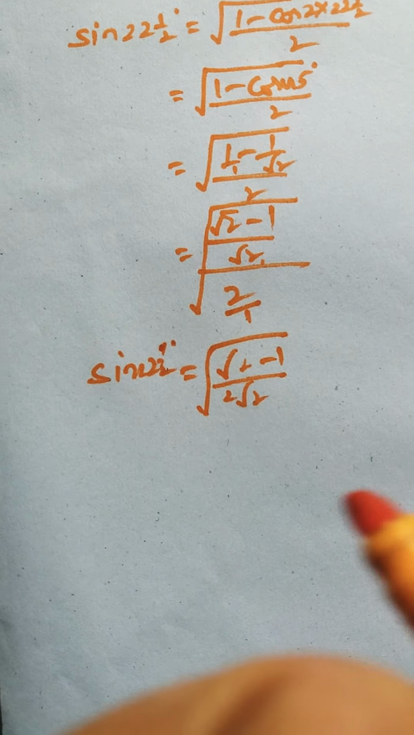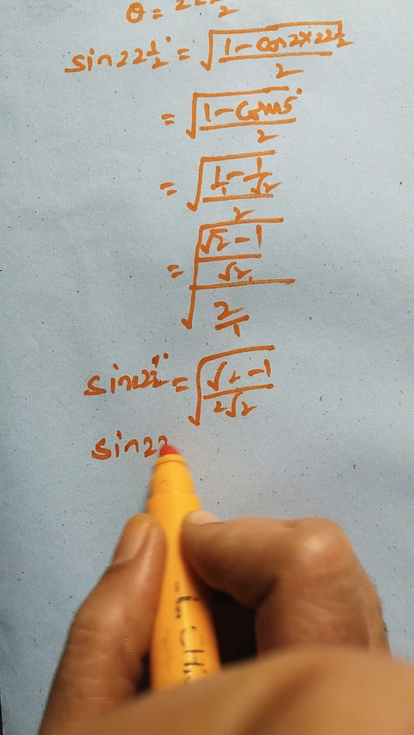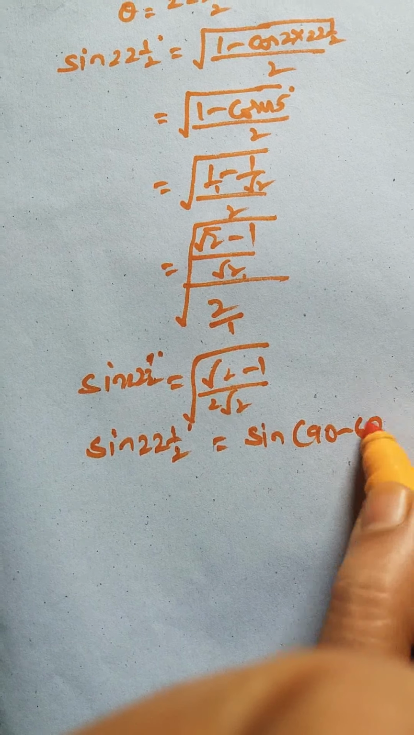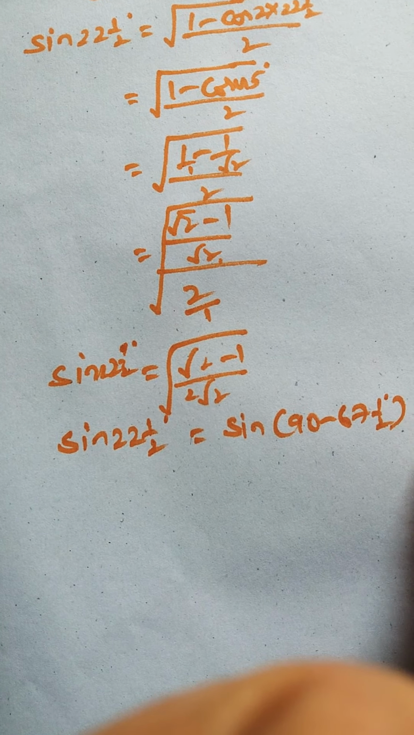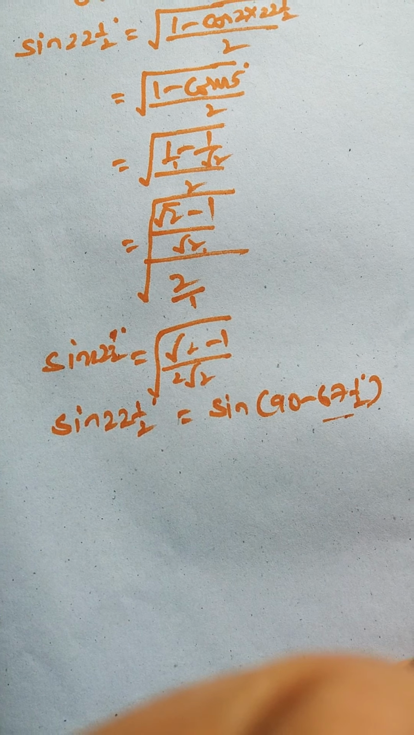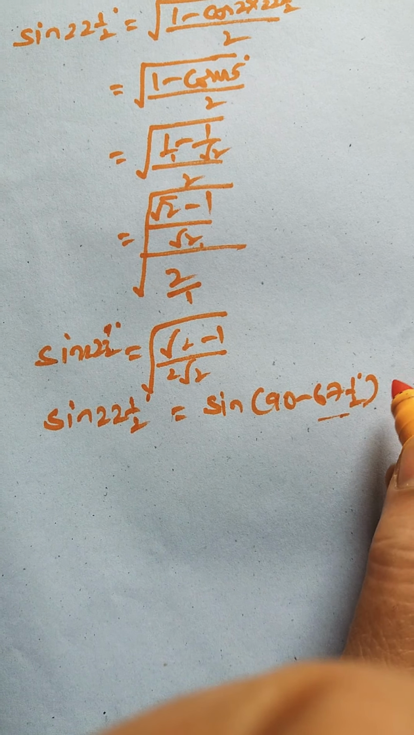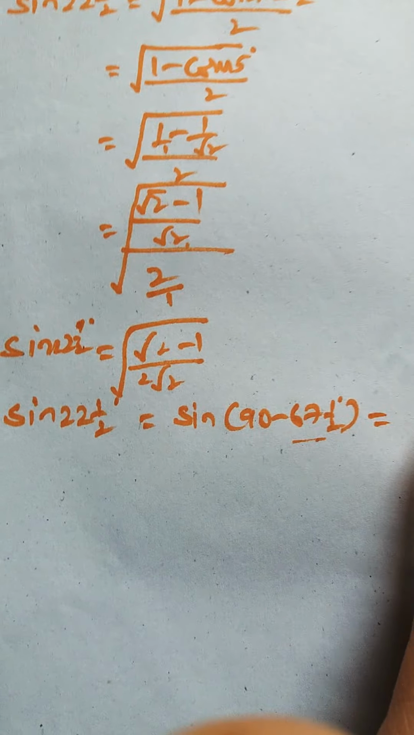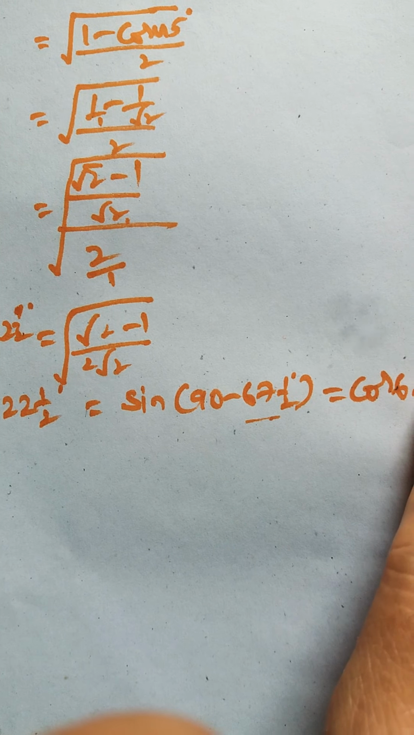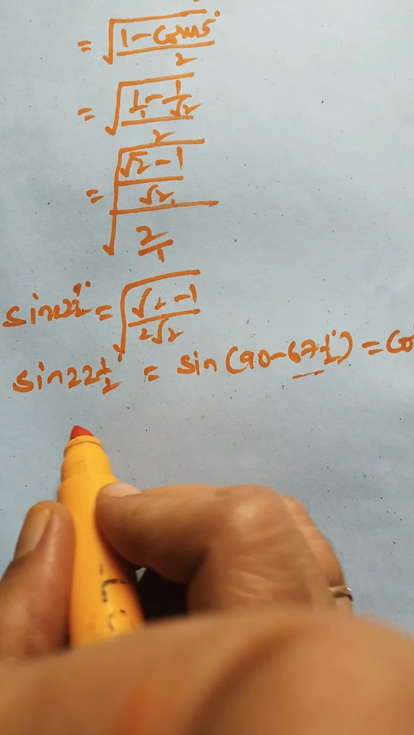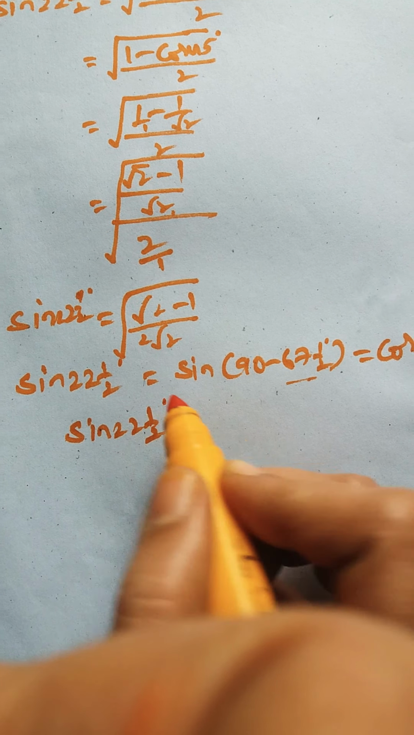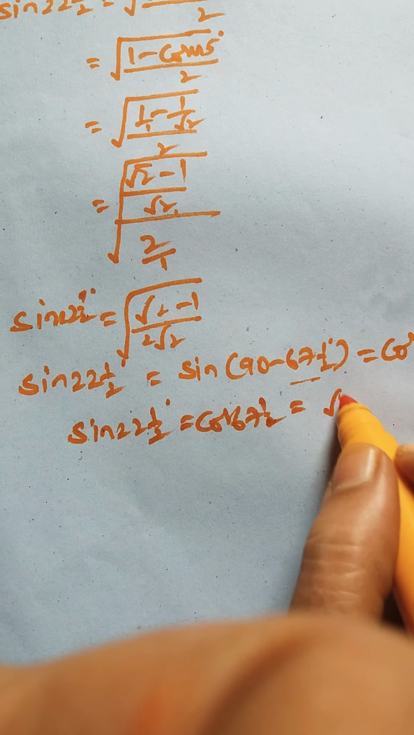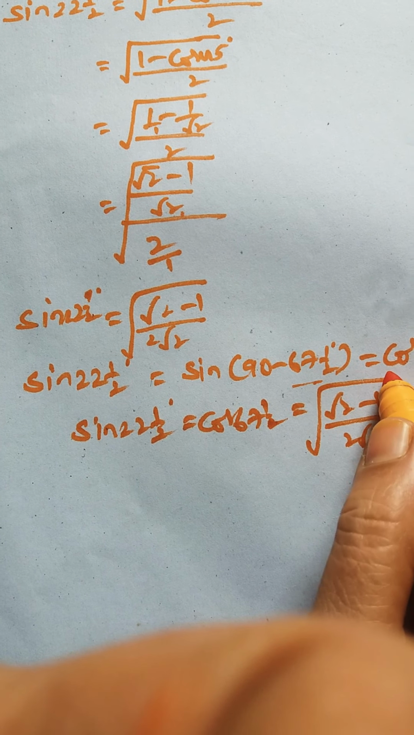But what is the complement of 22.5 degrees? Sine 22.5 degrees can be written as sine of 90 minus 67 and a half degrees. So 90 minus 67 and a half means 22 and a half only. Observe it carefully. Now we can write sine 90 minus theta as cos theta. It is nothing but cos 67.5 degrees. So what is the meaning of this? Sine 22.5 degrees is nothing but cos 67.5 degrees, and its value is root 2 minus 1 by 2 root 2, under root.